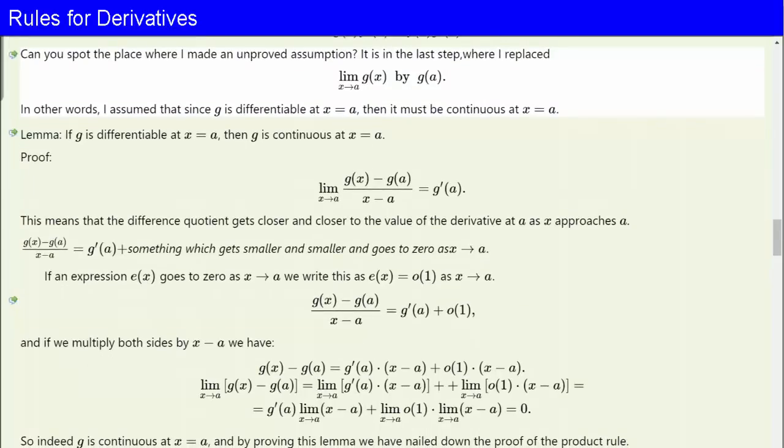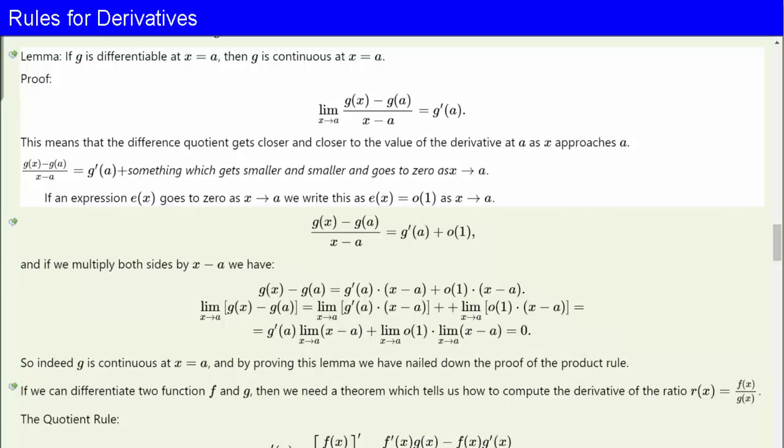Or is it? Can you spot the place where I made an unproved assumption? It's in the last step, where I replaced the limit as x tends to a of g of x by g at a. In other words, I assumed that since g is differentiable at x equal a, it must be continuous at x equal a. So we need to prove a small theorem. In fact, it's so small we call it a lemma. And it says if g is differentiable at x equal a, then g is continuous at x equal a.